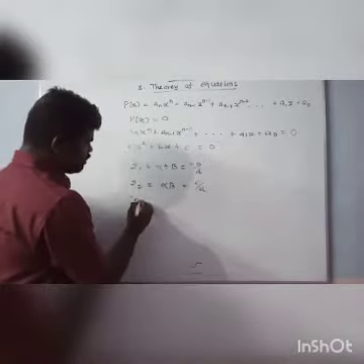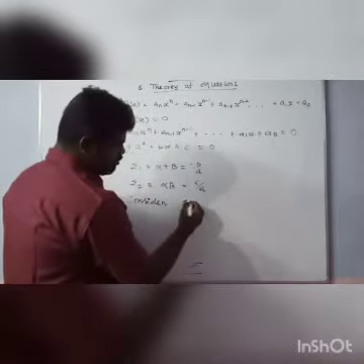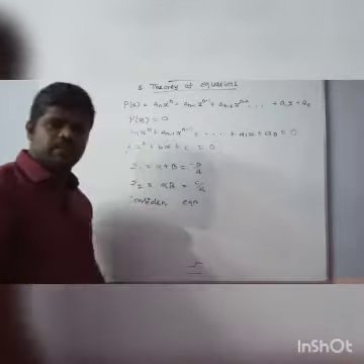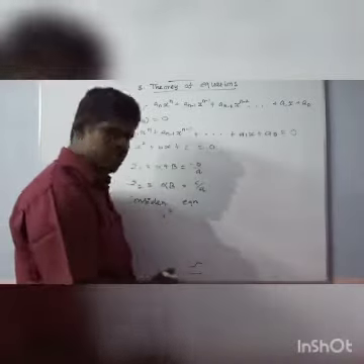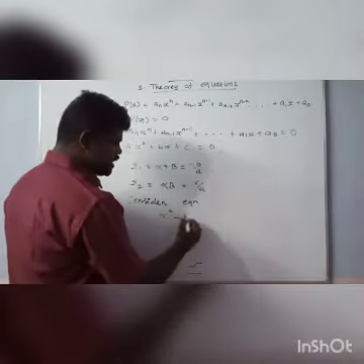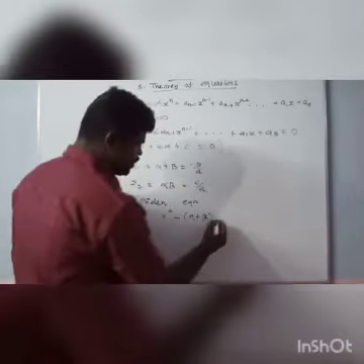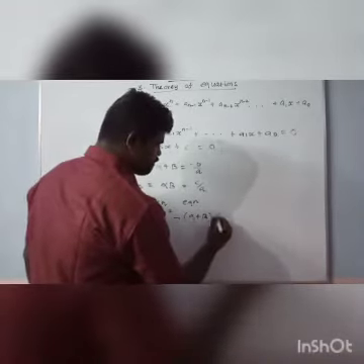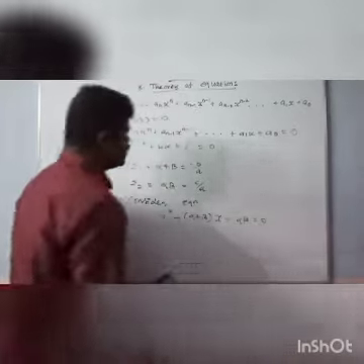And consider the equation format. How to form the equations? X square minus sum of the roots, alpha plus beta, into x plus product of the roots, alpha beta, equal to 0.